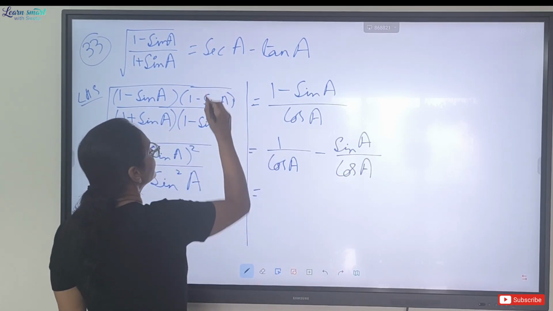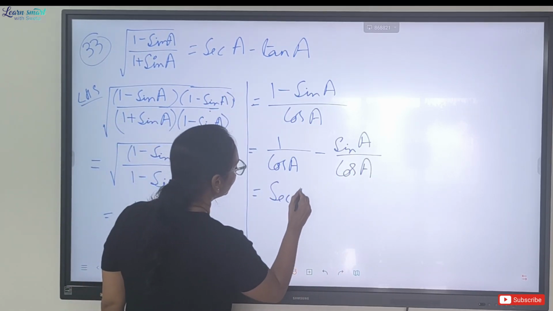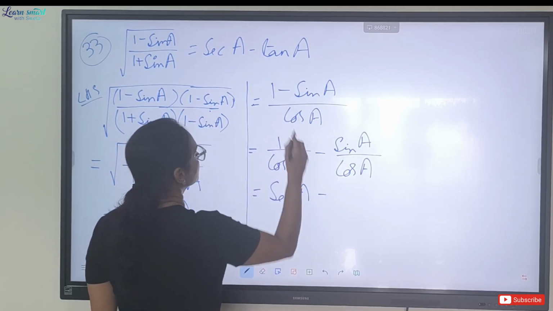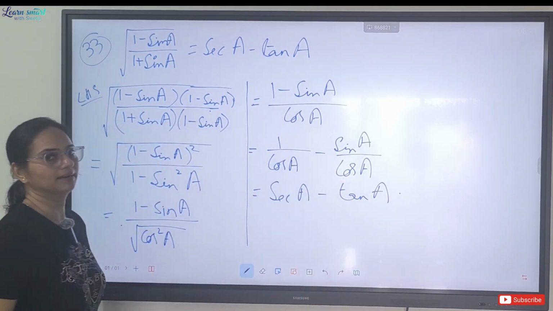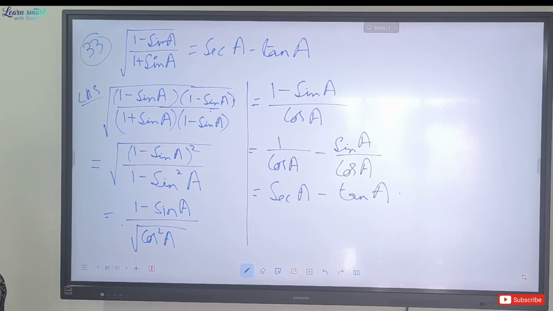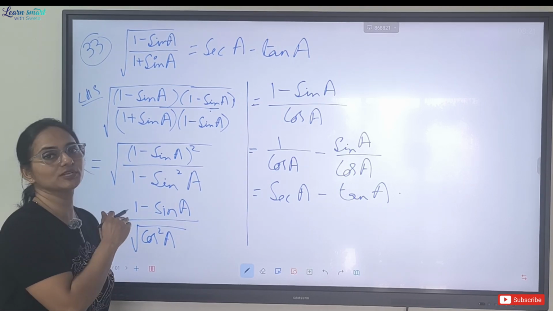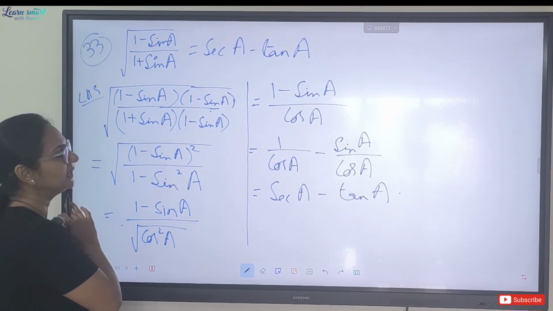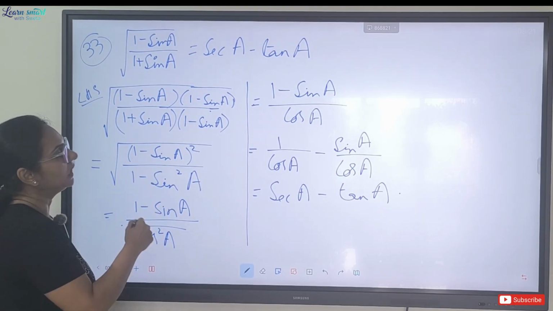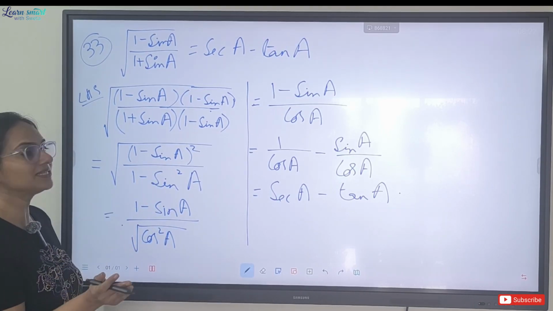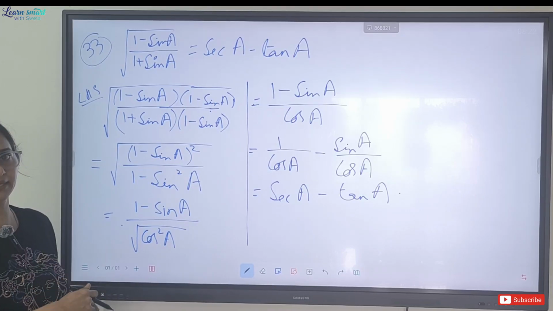So 1 by cos A is sec A. We will write sec A minus sin A by cos A is tan A. And we are done. So exactly as we did question number 32, we did this question and you can solve. Mostly all the root questions are of this type and you can easily solve them by rationalizing the denominator, right?